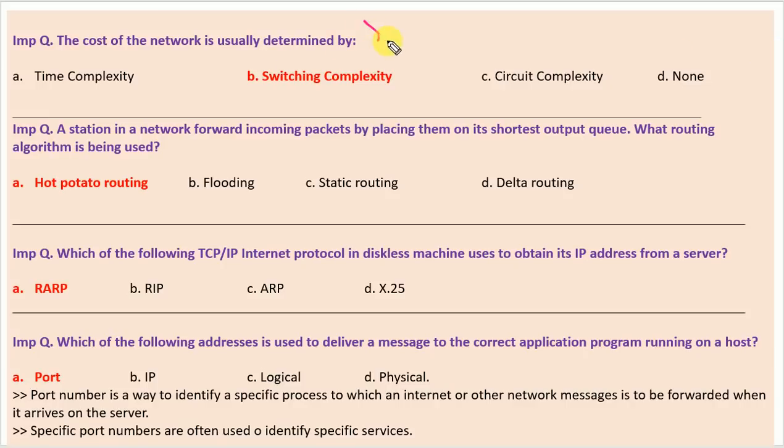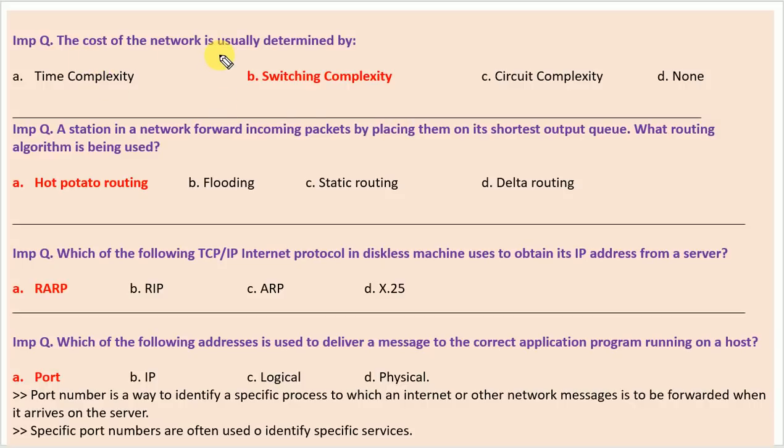This is also a very repeatedly asked question. I have taken all the repeated questions only. The cost of the network is usually determined by what? Okay, it's under switching from computer network. So how will you determine the cost of the network? Through time complexity, through switching complexity, through circuit complexity, and the fourth option is none. The correct answer is switching complexity; it decides the cost of the entire network. So you have to remember that only through switching complexity can we decide the cost of the network.